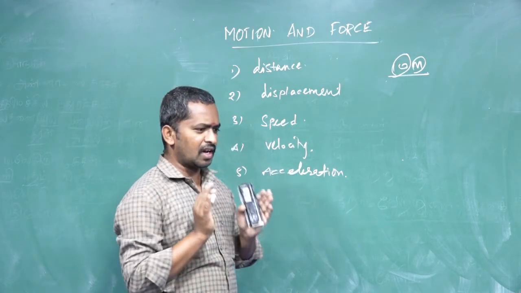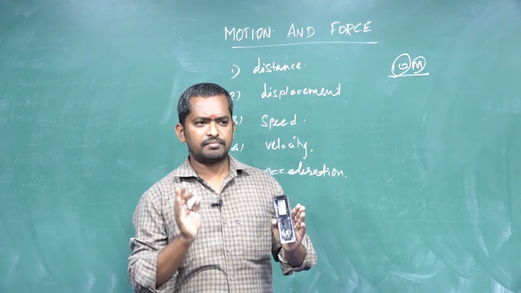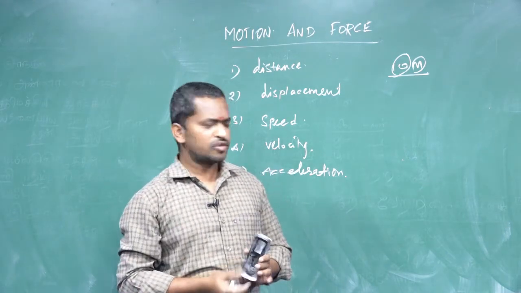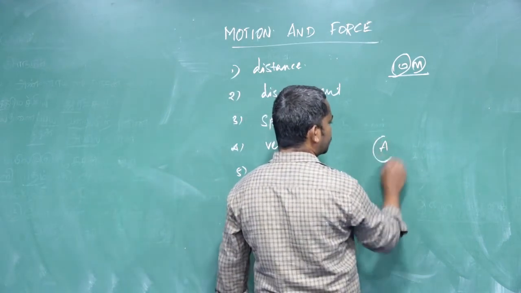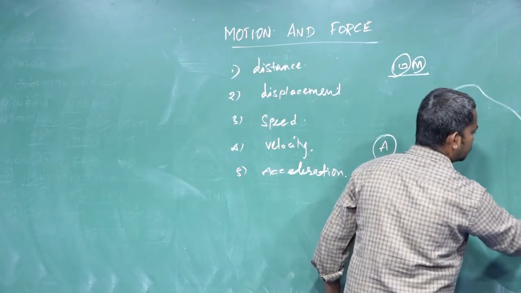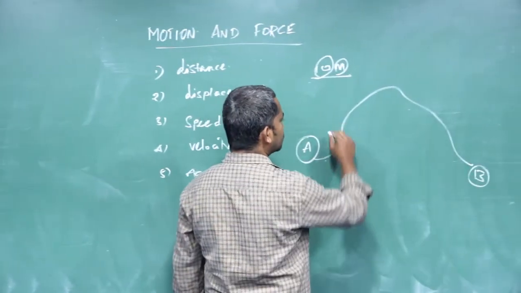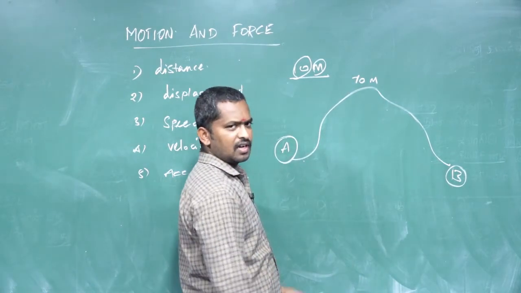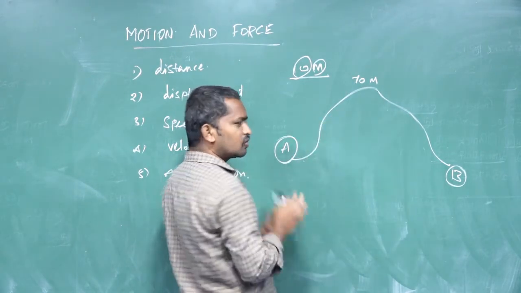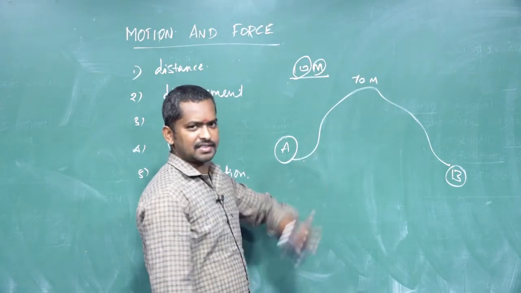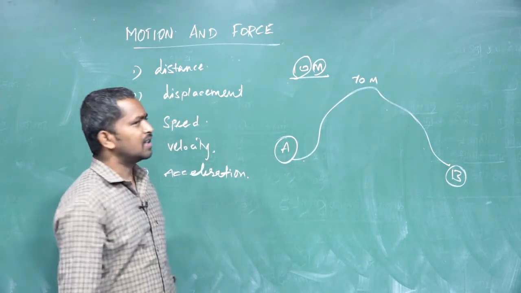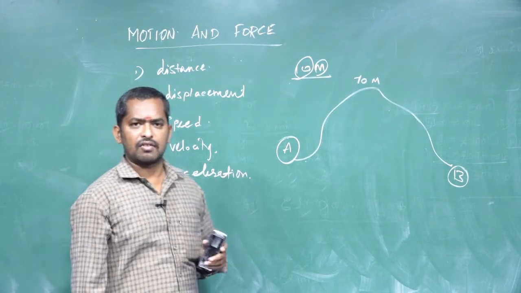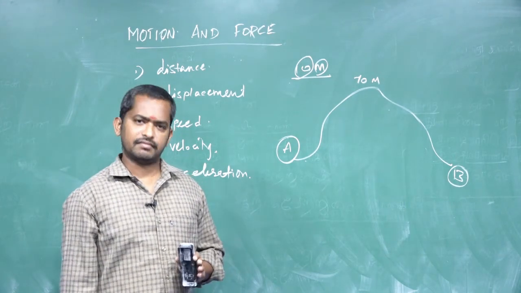Distance is the actual length of the path covered by the object. For example, the initial point is A and the final point is B. The total actual length is 70 meter. The actual length covered by the object is called distance. The SI unit of distance is meter. It is a scalar quantity, which indicates only magnitude.